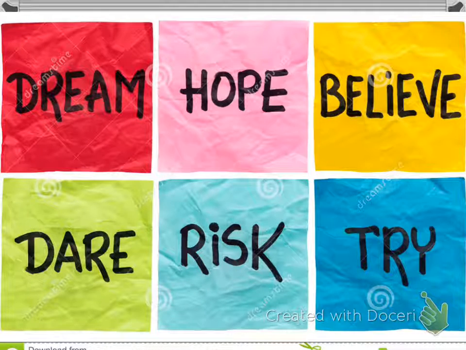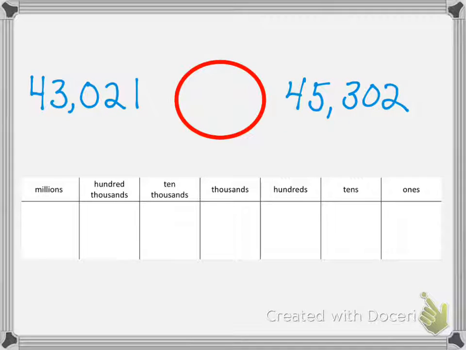All right, guys, it's your time to try out what we have learned this evening. So give it your best effort. Now make sure you try to use the place value chart to help you compare these 2 numbers. 43,021 is greater than, less than, or equal to 45,302.